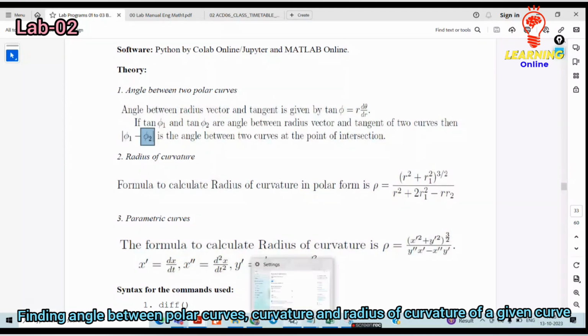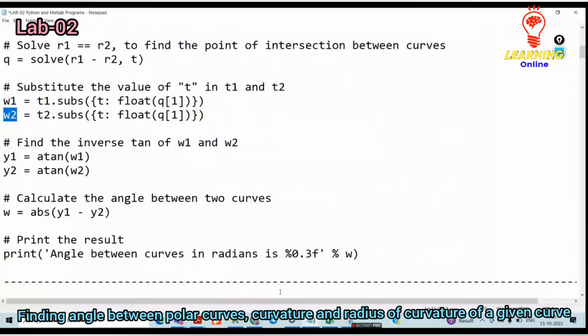What I defined here? I defined that as W1 and W2. W1 with respect to R1, W2 with respect to R2. Then I need that phi 1, but the phi option is not there to enter here, so I had taken variables y1 and y2.